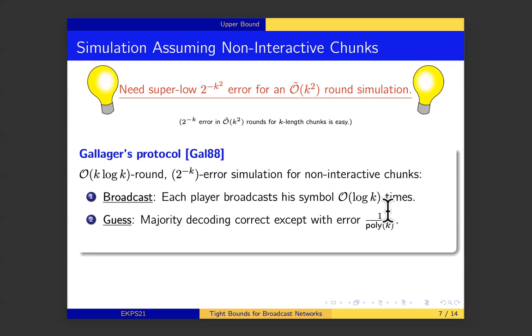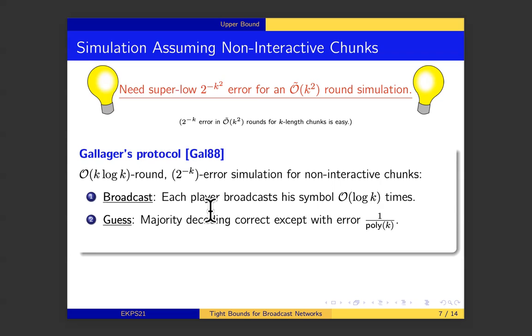Okay, these are the first two stages. And after this stage, I have a very strong guarantee. I know that any player in the system knows all the k bits, except with error 1 over poly k. But this is not what I claimed. I claimed that the error is 2 to the minus k. So what is left is to boost this error down from 1 over poly k to 2 to the minus k.